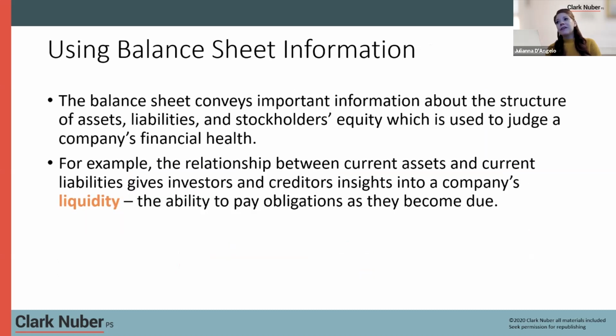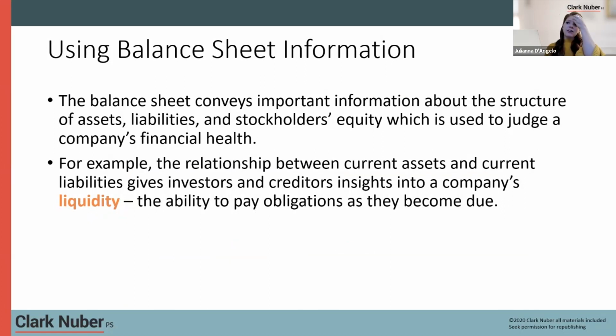The balance sheet conveys important information about the structure of our assets, liabilities, and equity, which is used to judge a company's health. For example, the relationship between current assets and current liabilities gives investors and creditors insight into a company's liquidity, the ability to pay those obligations as they become due. Two useful measures of liquidity are working capital and the current ratio, which we talked about last week, but we're going to put it into practice this week, or on Tuesday.